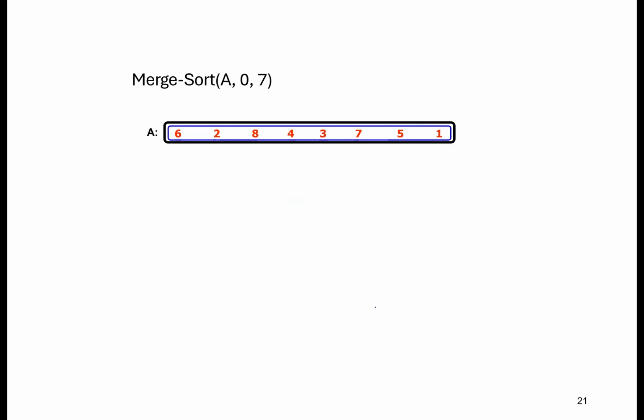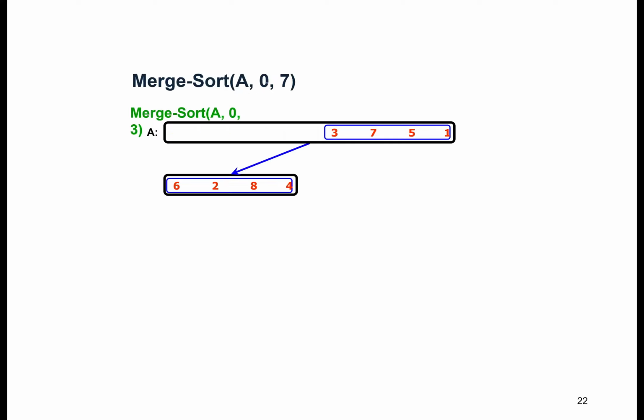So here is a full example of merge sort for an input array A starting from index 0 up to index 7. First I divide, and then you see this is the first part. So I have to call merge sort again on this, right? I have to divide again.